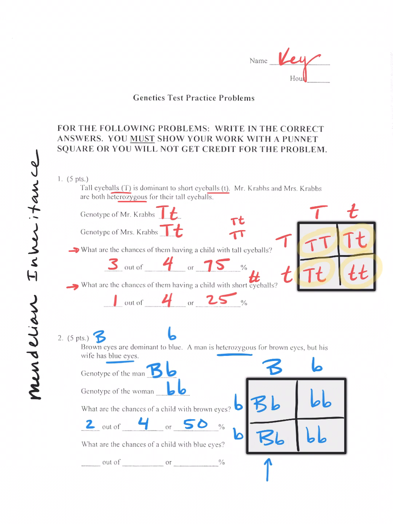And then this next question says, what are the chances of a child with blue eyes? So blue eyes can only happen if you have small b, small b as your genotype. So this means that 2 out of 4, or 50% of their children have a chance of having blue eyes.